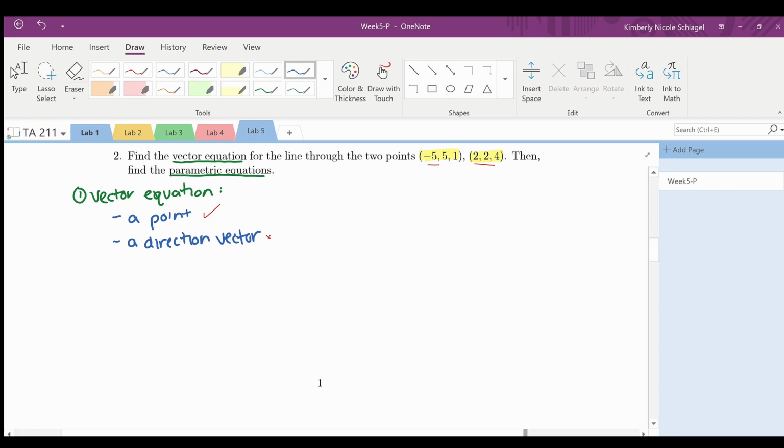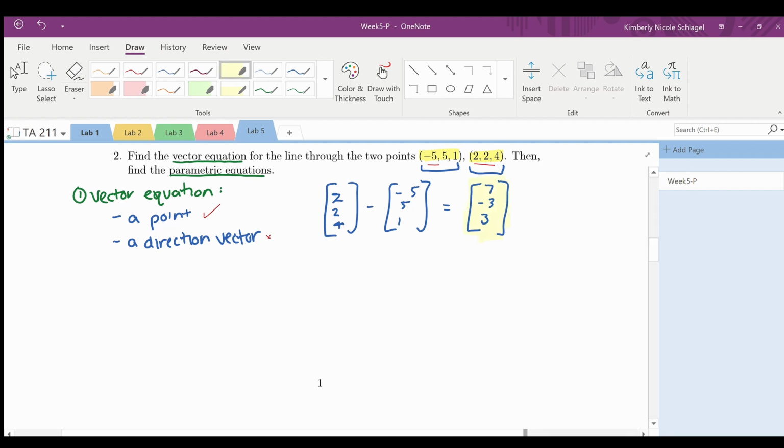So what we can do is take these 2 points and subtract them from each other, and that will help us to find our direction vector. So let's go with 2, 2, 4 minus -5, 5, 1, and that will give us 7, -3, 3. Okay, so we're just subtracting the 2 points from each other, and we end up with this, and this is our direction vector.